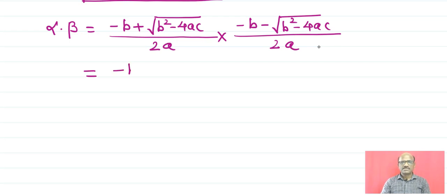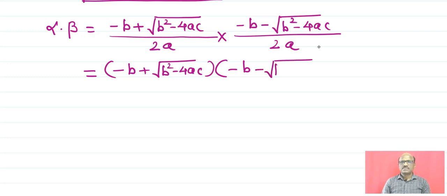That is, alpha into beta is equal to (minus b plus root of b square minus 4ac upon 2a) into (minus b minus root of b square minus 4ac upon 2a). Now we'll simplify this.